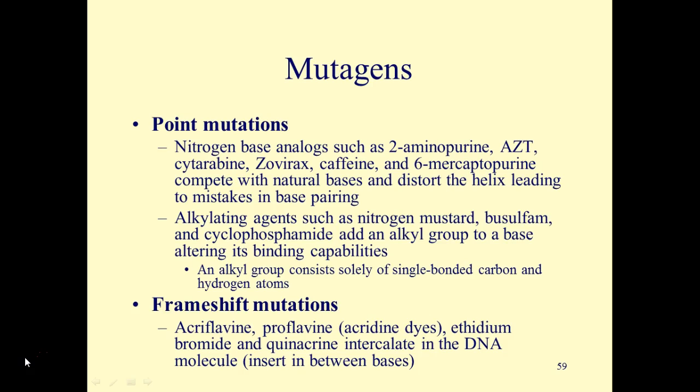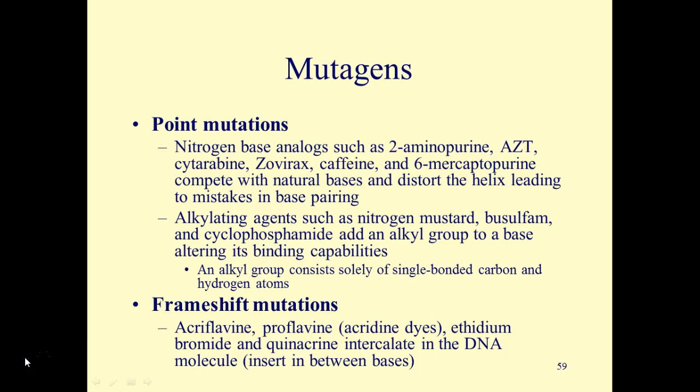Frameshift mutations are going to alter the reading frame. Now, as you've learned so far in this chapter, the reading frame is in groups of 3. So you have your codons. First you have your triplets, and the triplets are going to code for codons, and all of this is in groups of 3. The ribosome translocates in units of 3. If a base is removed, you've now shifted the reading frame, or alternately, if a base is added, the reading frame has been shifted. Some things that can cause frameshift mutations are acriflavine and proflavine.